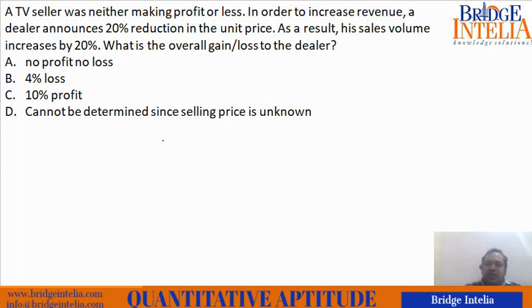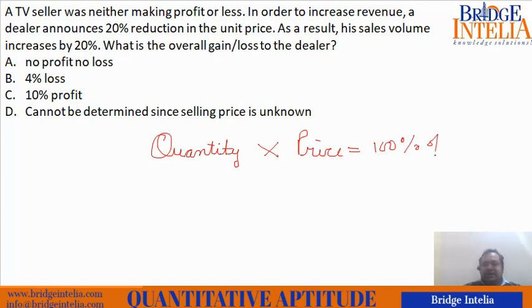So quantity, that means the number of television sets that he has sold, into price per unit. So this is the money that he was receiving from his customers, and this indicated no profit, no loss. So you can say that originally this was the situation: quantity into price was equal to 100% of cost price. Fine.